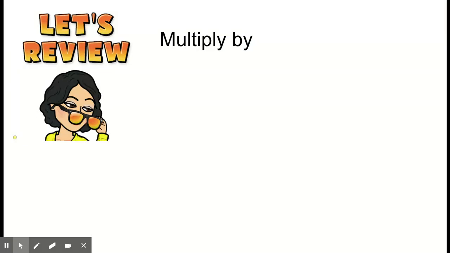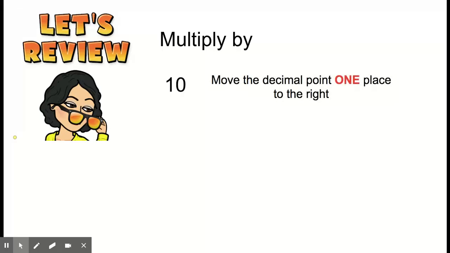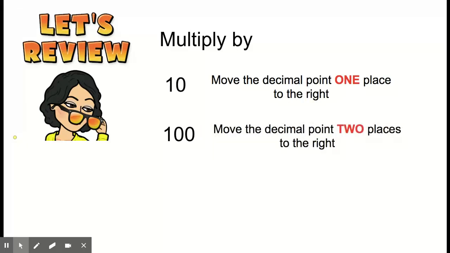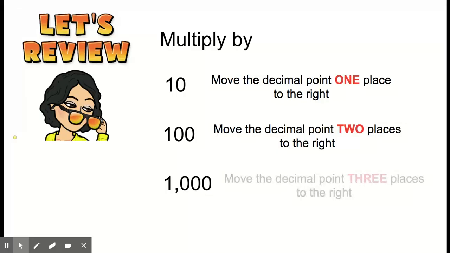So let's review. If I multiply by 10, I move the decimal point one place to the right. If I multiply by 100, I move the decimal point two places to the right. If I multiply by 1,000, I move the decimal point three places to the right.